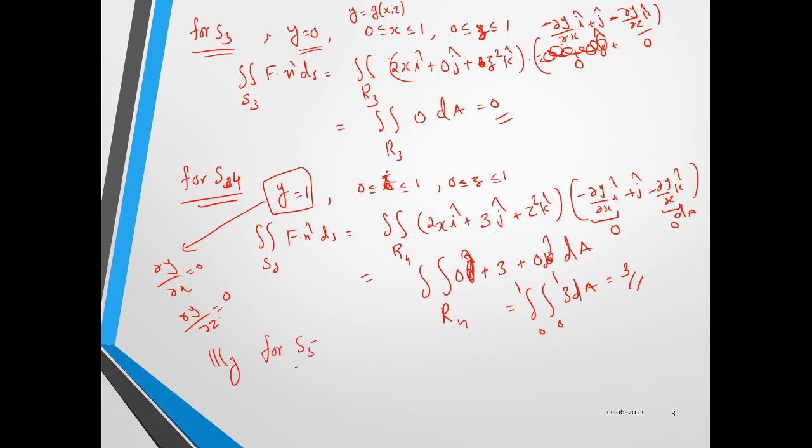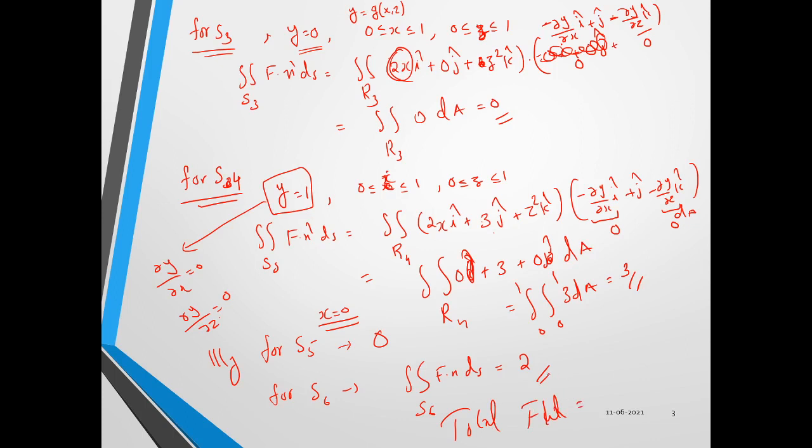Similarly, for S5 we will get 0 because x equal to 0 is the surface. And similarly for S6 the answer will be 2, because it is the coefficient of this. So what will the total flux be?